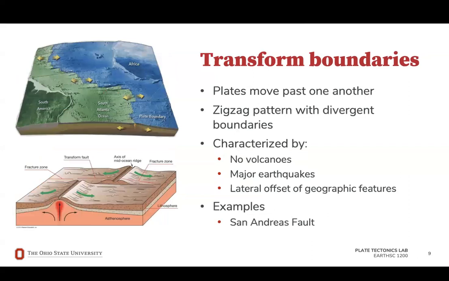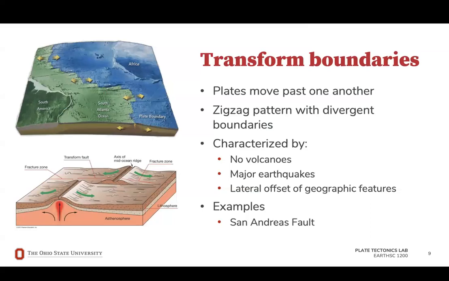A transform boundary is where two tectonic plates slide past each other horizontally with little vertical motion. Key characteristics include strike-slip boundaries, plates moving parallel to the boundary, lots of earthquake activity but no subduction.